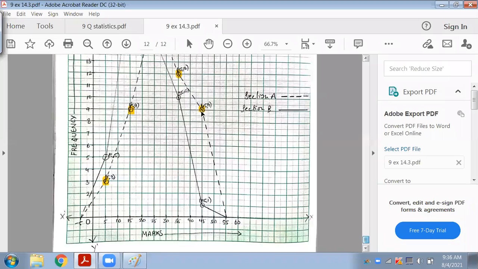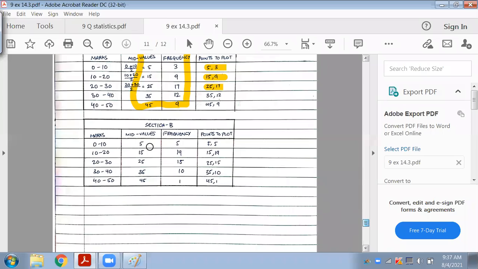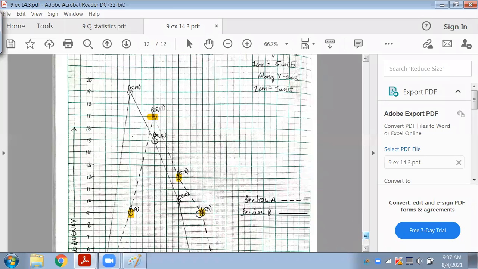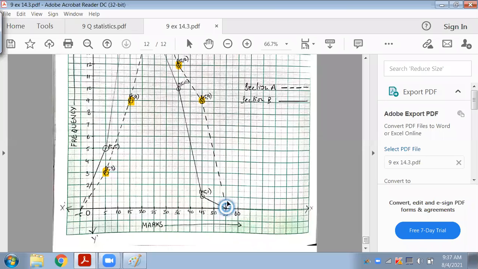The last point is this. If you see, the last mid value is 45. Now you are going to take the next mid value also. Next mid value will be 55. So 45, 50, 55, 55 is here. So the last point we are going to join with the next mid value, that is 55. Okay. The first one with the mid value that is before the first one.